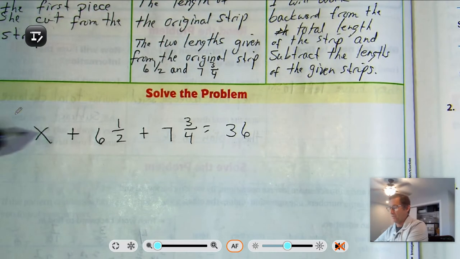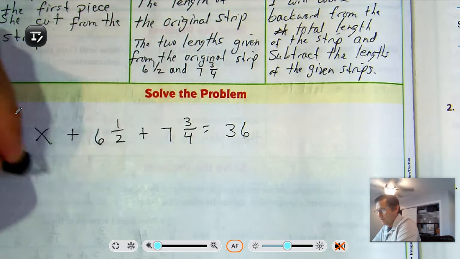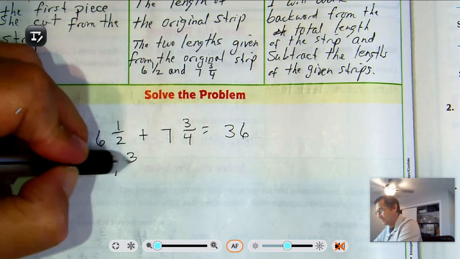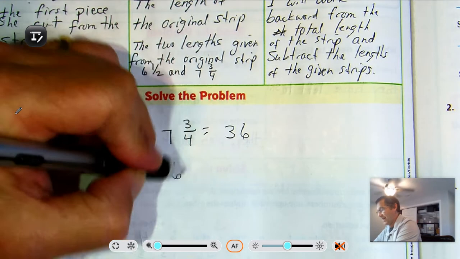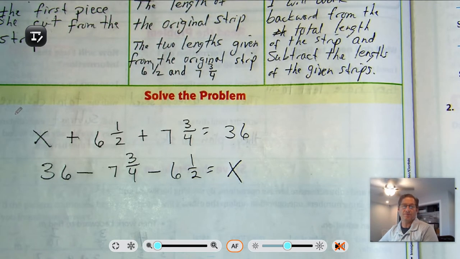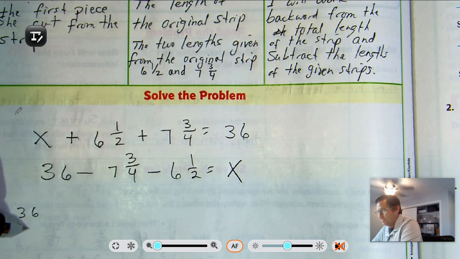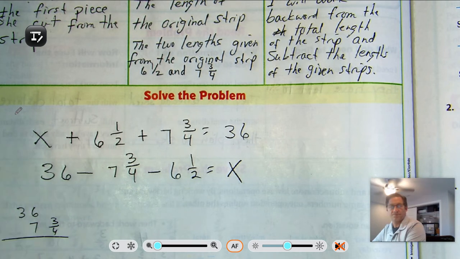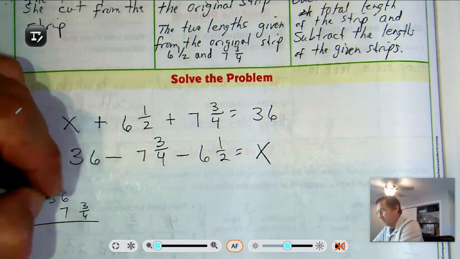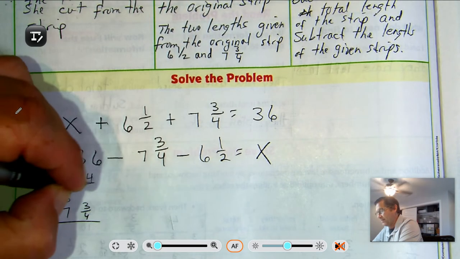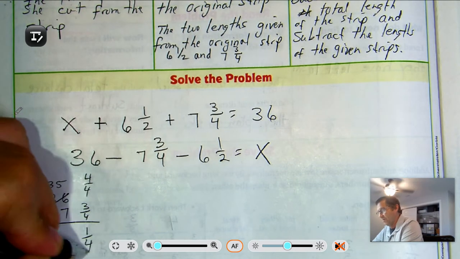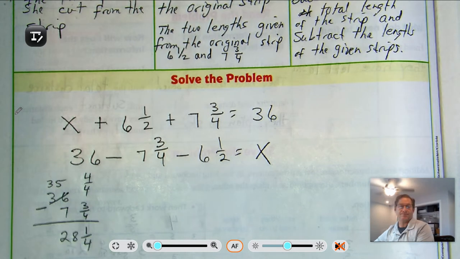Okay, so how can we figure out what this X is? Well, we can go backwards and just subtract 7 3/4 and subtract 6.5 from 36 to get our unknown value. So let's start with 36 minus 7 3/4. Well, right now, 36 basically has 0/4, so I'm going to rename that as 35 and 4/4. Subtract, we're going to get 1/4 and 28.